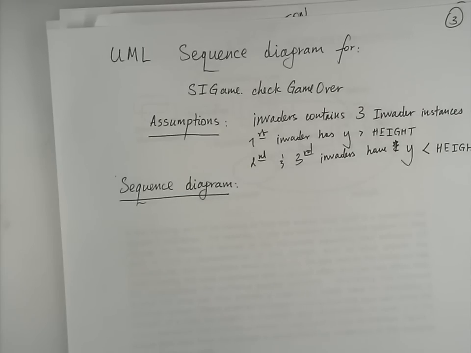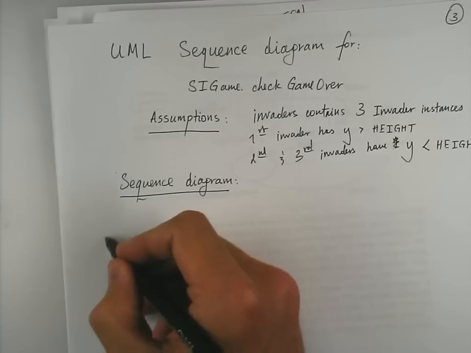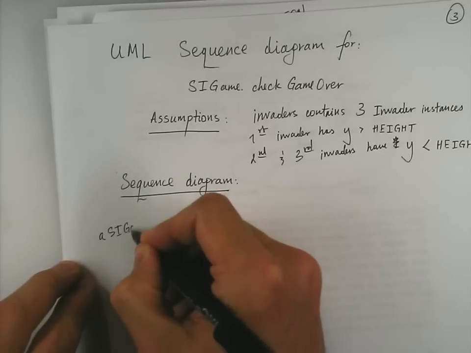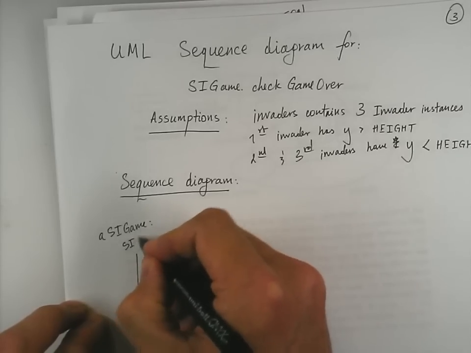Okay, so now the sequence diagram. How do I start this thing? What do I need? To start with, this method, check game over, is being called on some instance of SI game. So for that instance of SI game, I need a lifeline. So here's one. I'm just going to call this guy a SI game. And the type of this guy, what kind of SI game is it? It's just SI game.